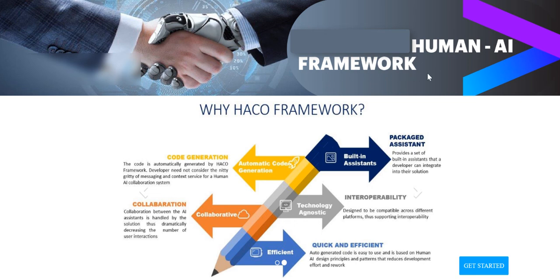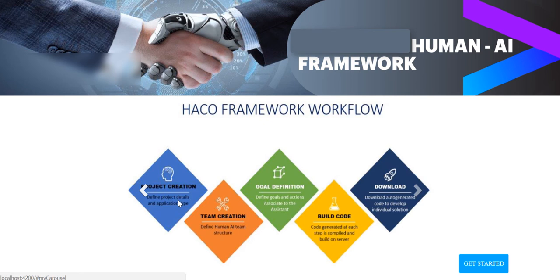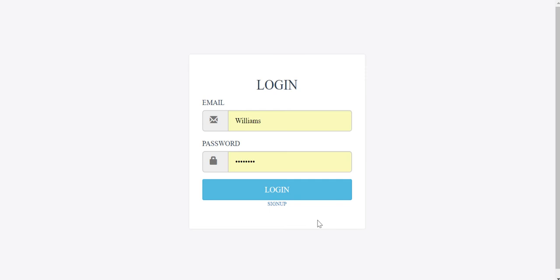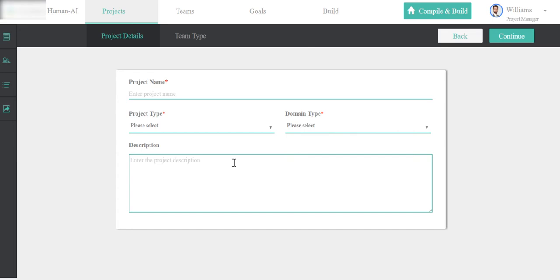Hacko assists developers with a code base to get started with a human AI teaming application. It is a 5-step process, and at each step code files will be generated based on the selections made. Let's get started with the basic application.